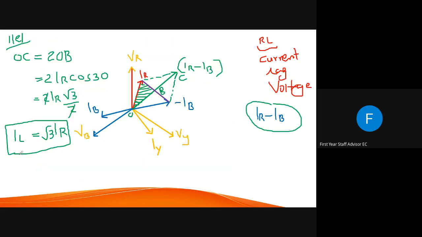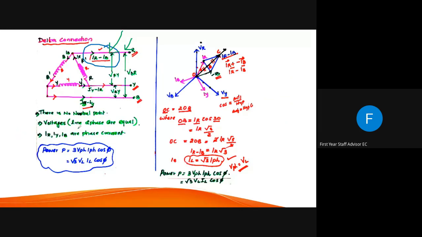Okay, now just look into the derivation that I have written here. So here also OC is equal to 2 into OB, where OB is equal to IR cos 30, that is IR root 3 by 2. So I am substituting OC equal to 2 OB. So OC, that is IR minus IB, is equal to IR into root 3. From that, I can say that IL is equal to root 3 I phase. That is, line current is equal to root 3 times phase current. Is this derivation clear for you?